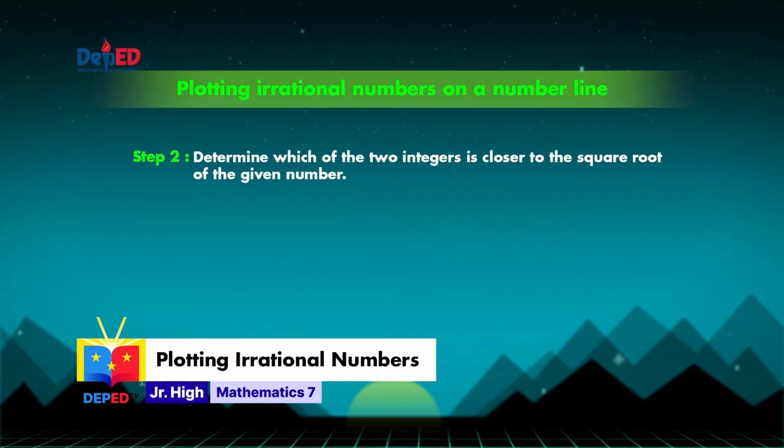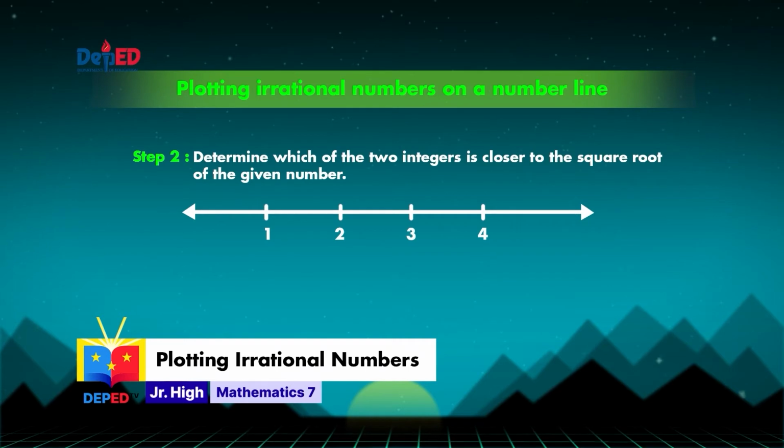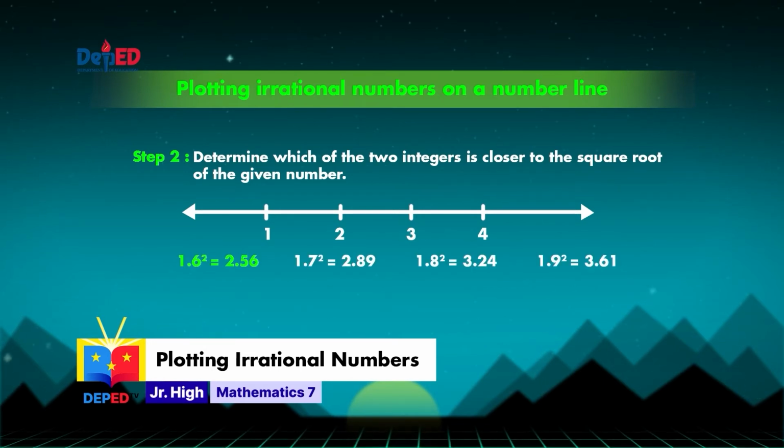Step 2. Determine which of the two integers is closer to the square root of the given number. 3 is closer to 4 than to 1. Therefore, the square root of 3 is closer to 2. So that may be 1.6, 1.7, 1.8, or 1.9. If we square these numbers, 3 will fall between 2.89 and 3.24. So its square root must be between 1.7 and 1.8.